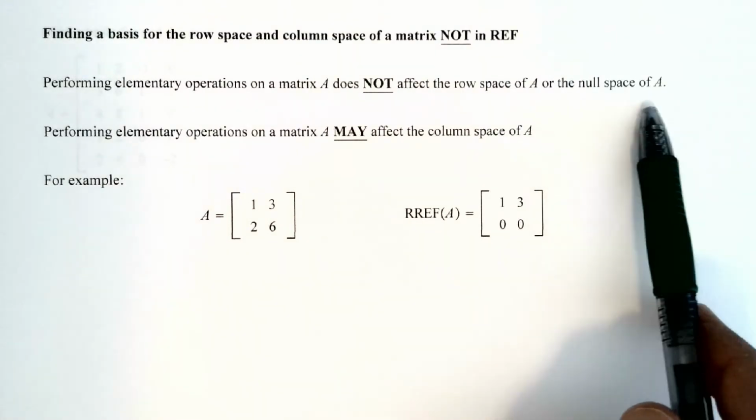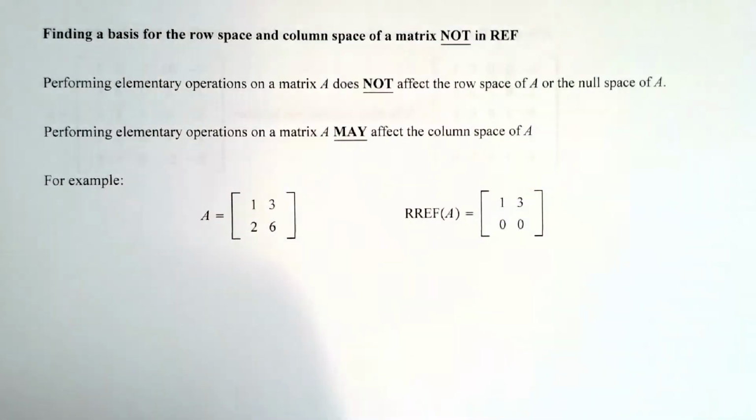Now we know it doesn't affect the null space. Why not? Because when you're talking about the null space, you're talking about the solution space to AX equals 0. And how do you solve that? You take the augmented matrix and you do row operations to it. You put it in row echelon form or reduced row echelon form. You are doing the row operations, and that's not going to affect the solution to the system. The null space is, again, the set of all vectors in the solution to the system.